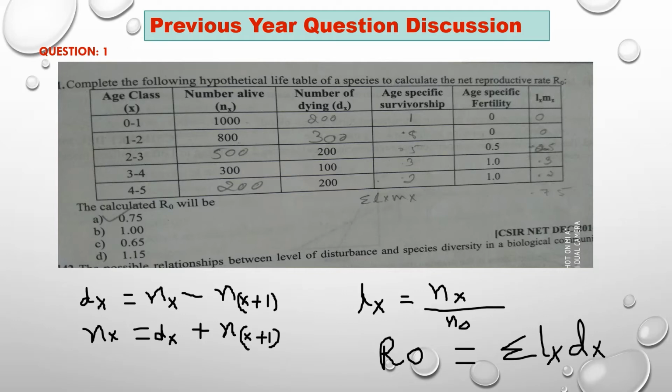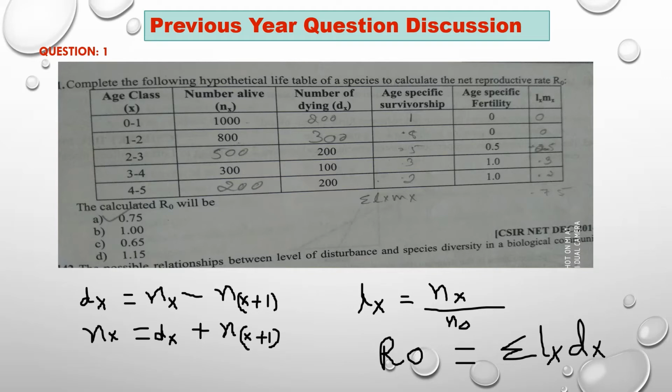So in this life table, some of the values are missing. In the first column, age class. In second column, number alive Nx. In third column, number dying Dx. In fourth column, age-specific survivorship Lx. In fifth column, age-specific fertility mx. And in the last column, Lx mx.